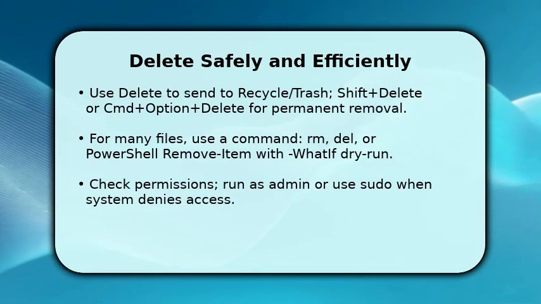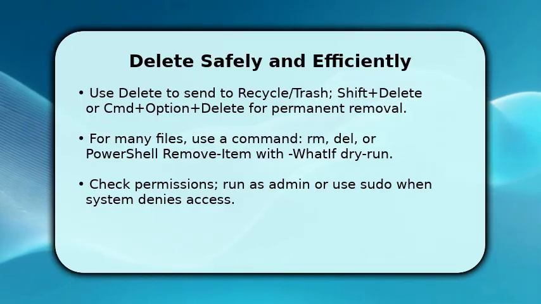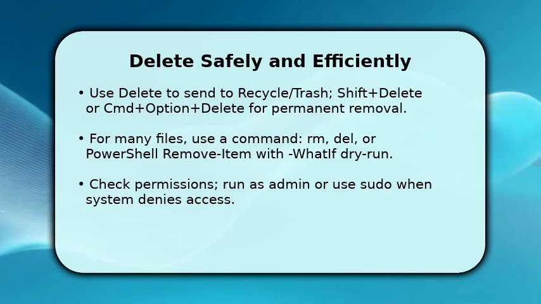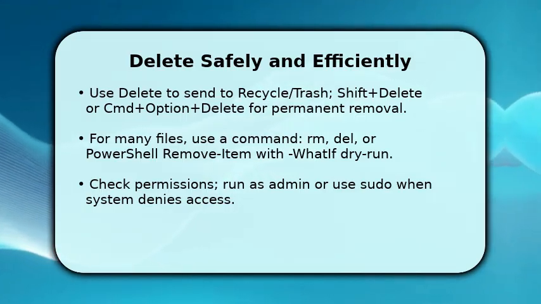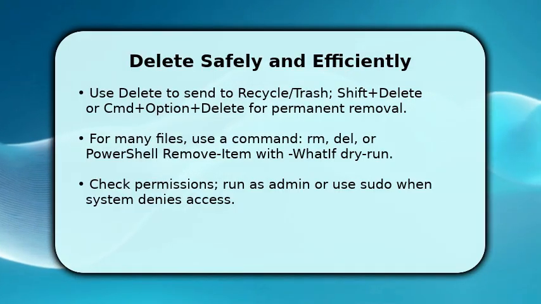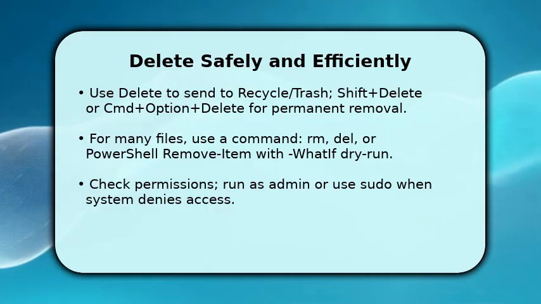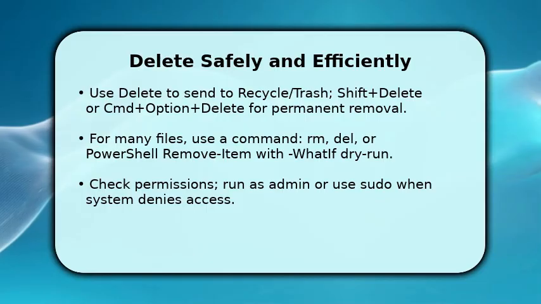Now you move into the execution phase where safety matters. Remove normally to send files to recycle or trash so you can undo. If you need permanent removal, use Shift+Delete on Windows or an equivalent permanent delete on Mac. Be cautious. For large batches, open a terminal and use rm or PowerShell Remove-Item. Always run a dry run option like -WhatIf or echo to preview.